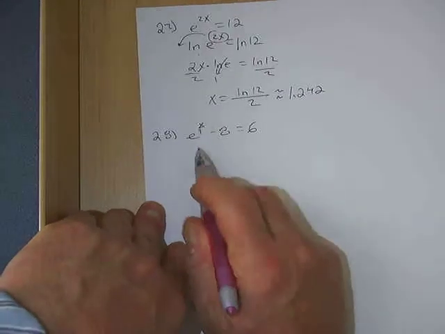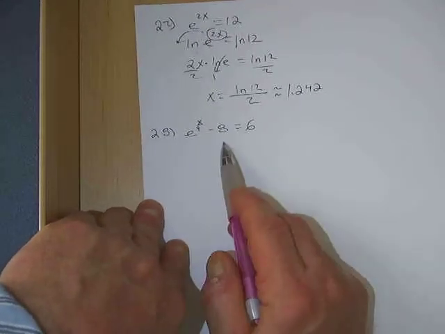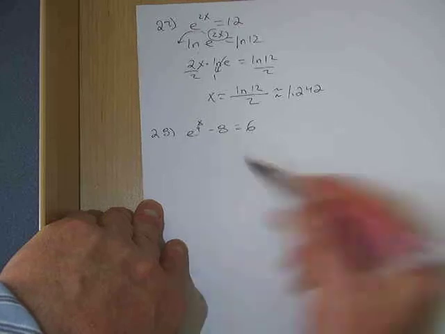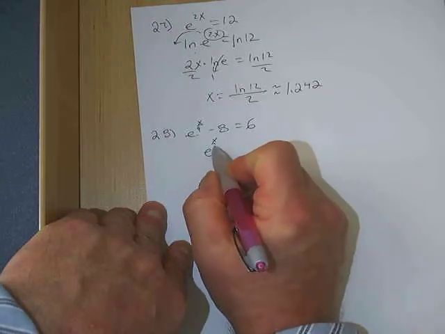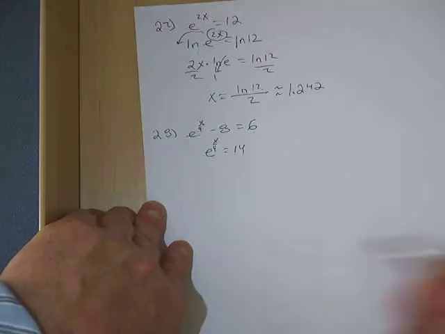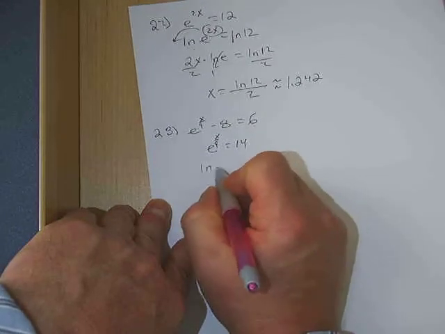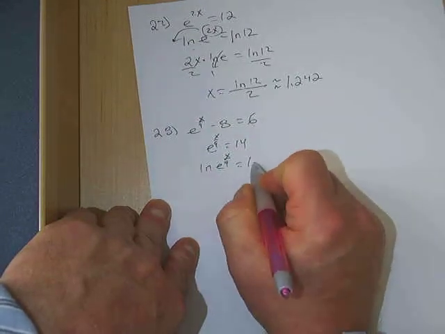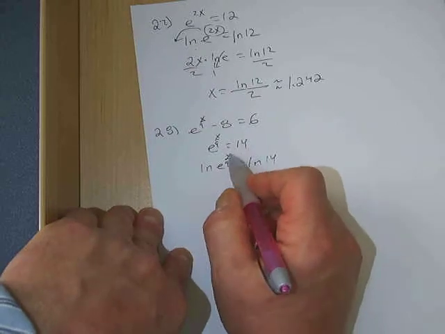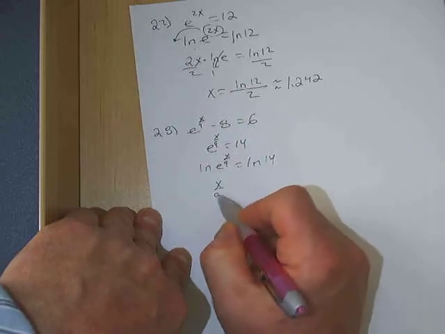28. E to the x over 9 minus 8 equals 6. Before I can apply the logarithm, I need to get everything else on the other side. In other words, add 8 to both sides. E to the x over 9 equals 14. Now I can apply the natural log.